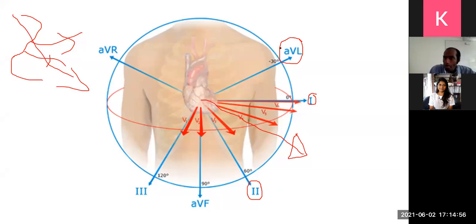So that is a normal axis. It travels towards these leads, right? Current travels towards these leads, so hence it is positive. This is the positive then in a normal axis.